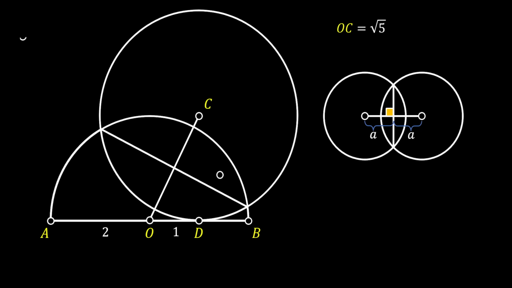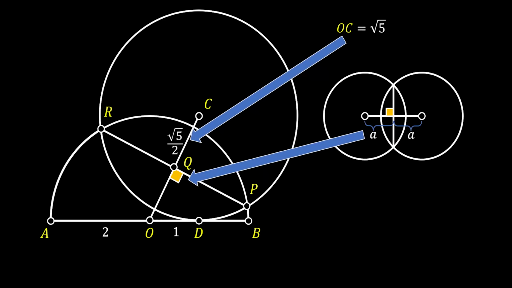First, let's label the vertices of our common chord as P and R, and let's label the intersection point in the middle as Q. If we use the facts from the sketch on the right, we can conclude that the angle at the point Q must be a right angle, since the chord PR must be perpendicular to the line OC. And since we know that the length of the line OC is equal to square root of 5, and the chord PR is bisecting this line, we can say that the lines QC and OQ both have the lengths of square root of 5 over 2.